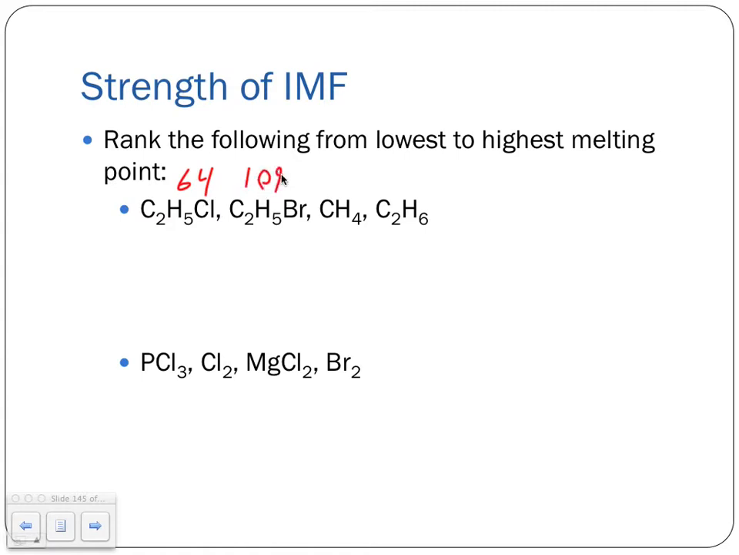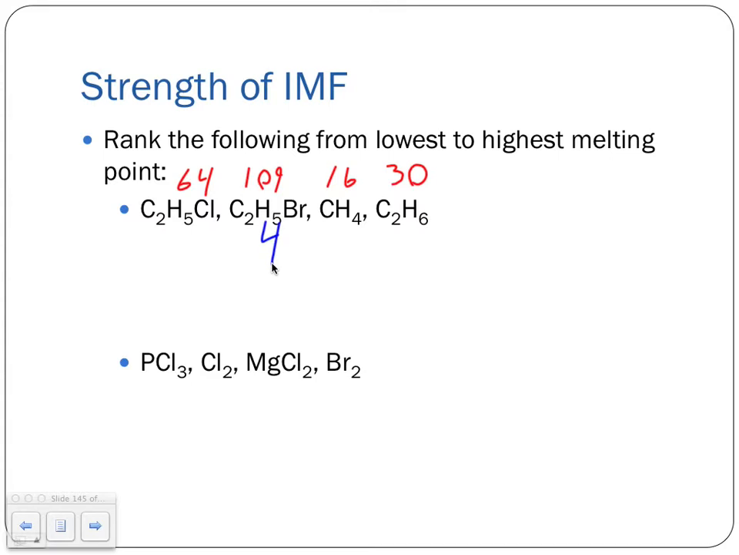Then CH4, 1 carbon plus 4 hydrogens, 12 plus 4 is 16. And then C2H6 is going to be 2 carbons, so that's 24, plus 6 hydrogens, that's going to be 30. So this one should be pretty straightforward because it's pretty much halving every time. So lowest to highest melting points. The one that's going to have the strongest intermolecular forces would have the highest melting point. And that's going to be number 4, our one with the highest mass. So that's number 4 right there.